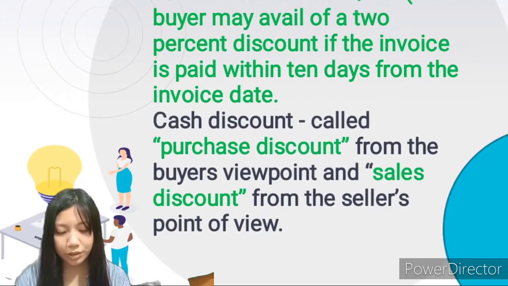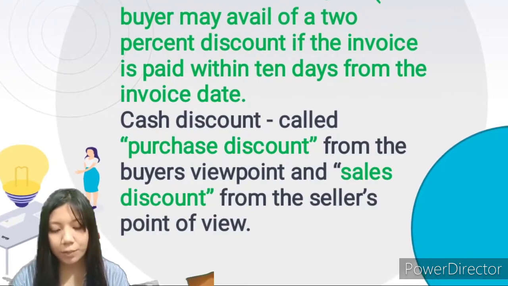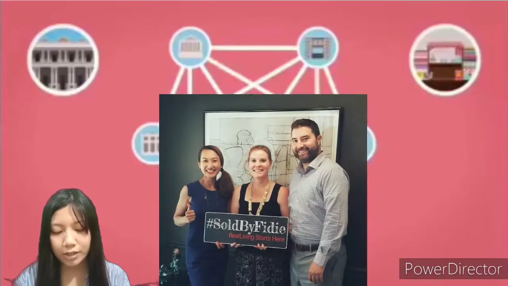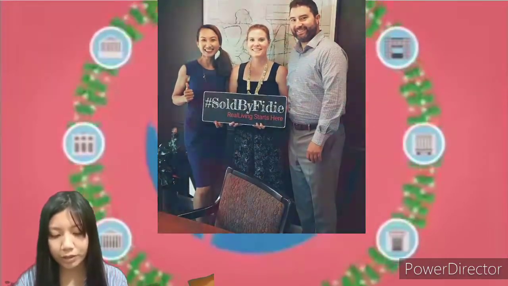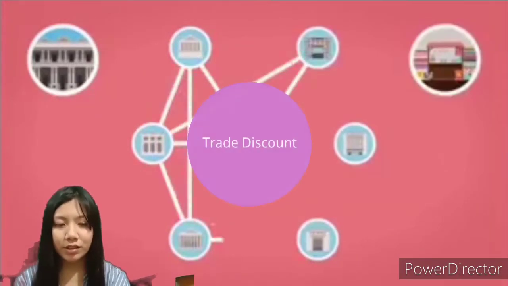Cash discounts are called in two ways: purchase discount and sales discount. Purchase discount if you are the buyer, and sales discount if you are the seller. It is usually worthwhile for the buyer to take the discount if offered, although it may be necessary to borrow money to make the payment. So the other discount is called trade discount.